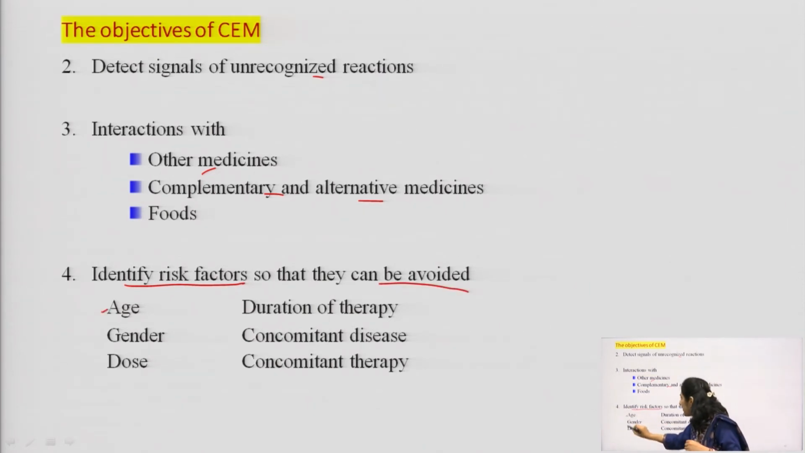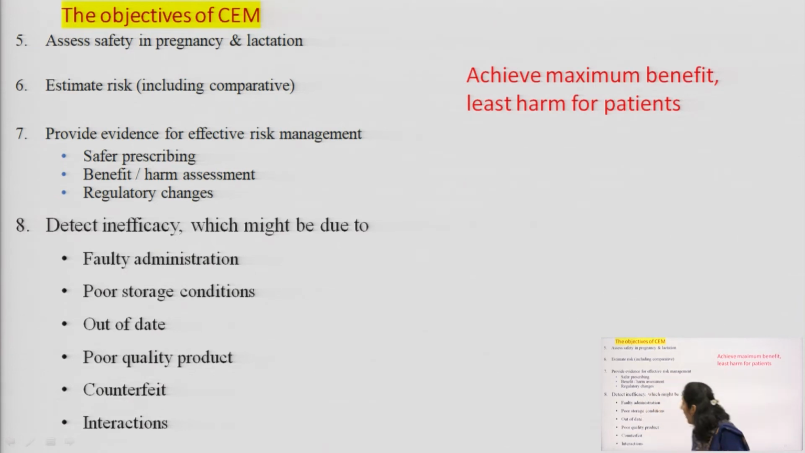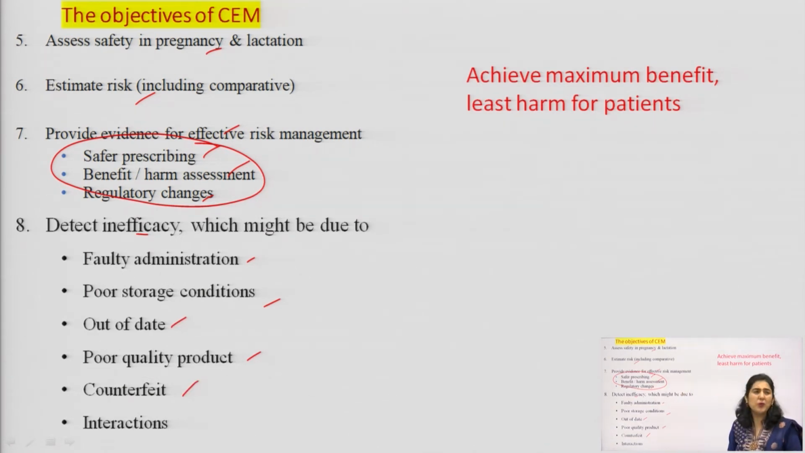What was the age in which it was given, gender, dose, duration, what was the person in whom the drug was given, what other diseases they had, what other medicines they were taking. So this study looks at all these risk factors, cohort event monitoring. Right. Assess safety in pregnancy and lactation, it estimates risk, it provides evidence for effective risk management, safer prescribing, benefit assessment, regulatory changes. So we will get this evidence only then can we do this work. It detects inefficacy which might be due to faulty administration, poor storage condition, out of date, poor quality product, counterfeit medicines and interactions. So these are all the objectives.